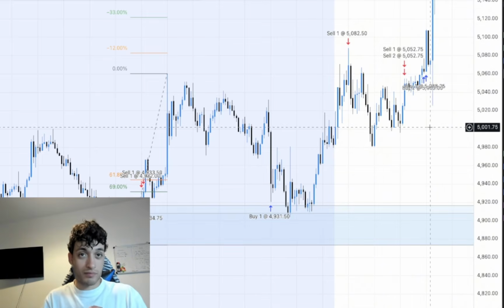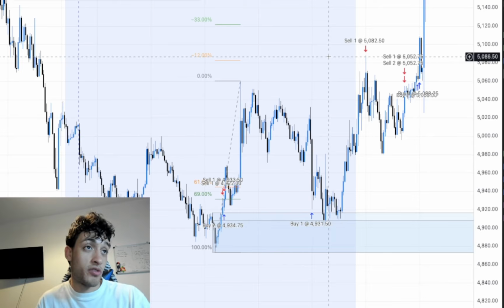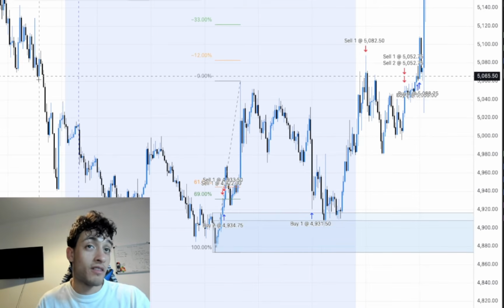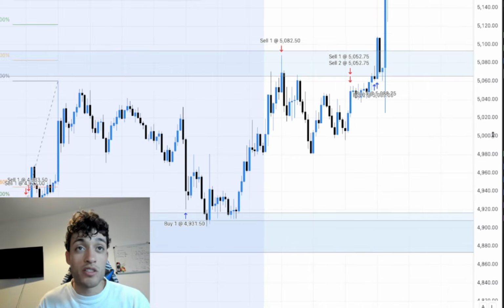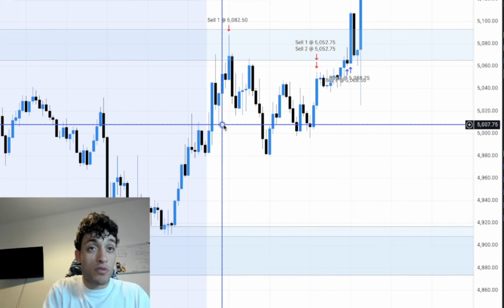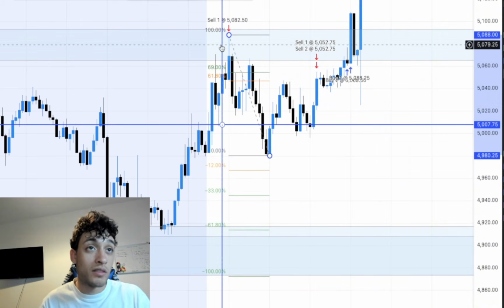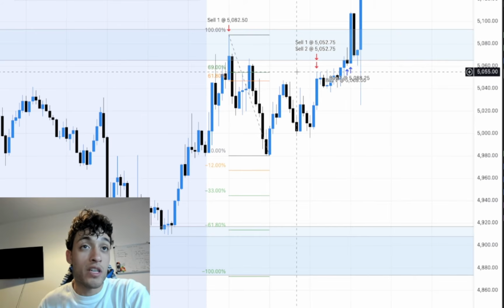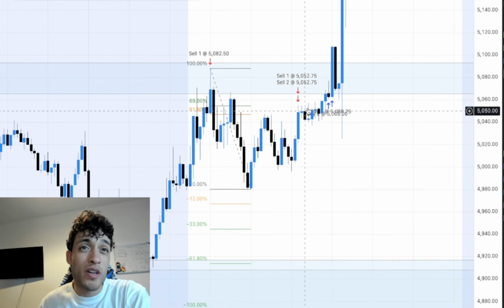Now here I was given a sell opportunity, right? So we swept this high and then we made a new low. So I was looking to sell here. I did sell here actually. So I sold here on the 69% retracement. Price kinda pretended like it wanted to go down, but it didn't go.